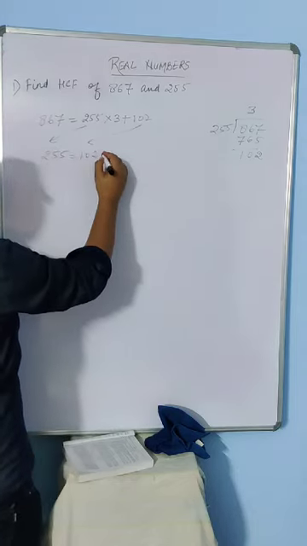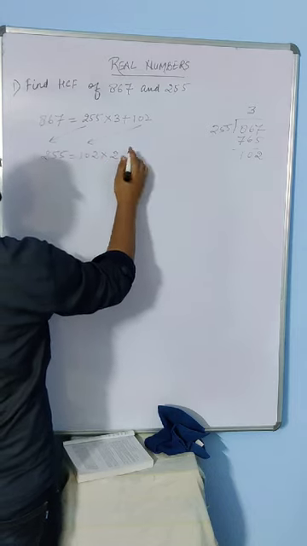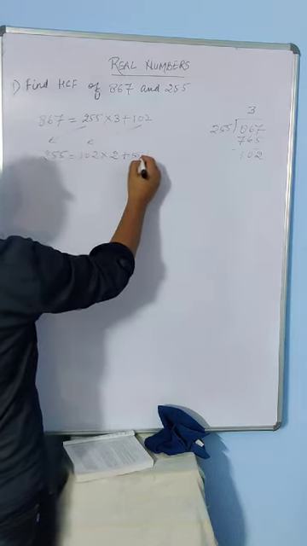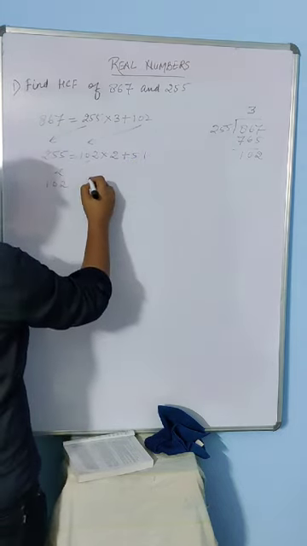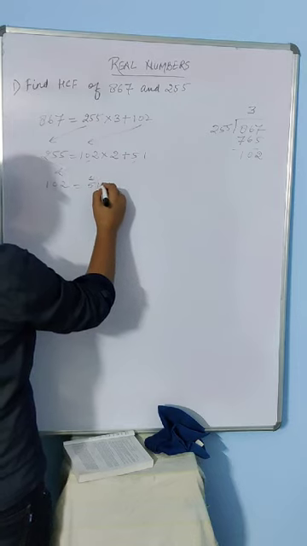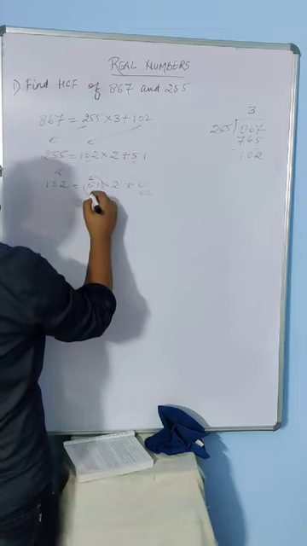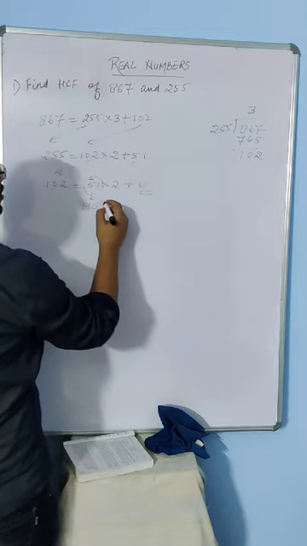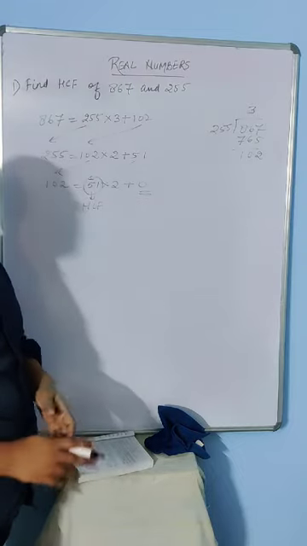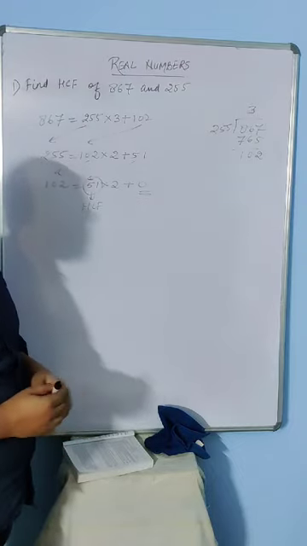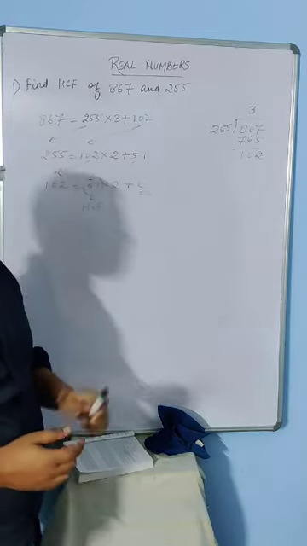Clearly 102 goes 2 times, that is 204, and the remainder becomes 51. Now 102 becomes the dividend and 51 becomes the divisor. It clearly goes 2 times, leaving a remainder of 0. So at this stage your 51, that is the divisor at the last stage, becomes your HCF. Now I hope the concept was quite clear to you.